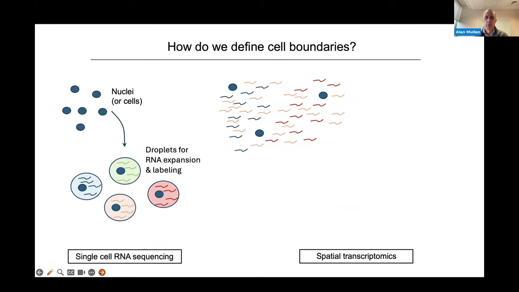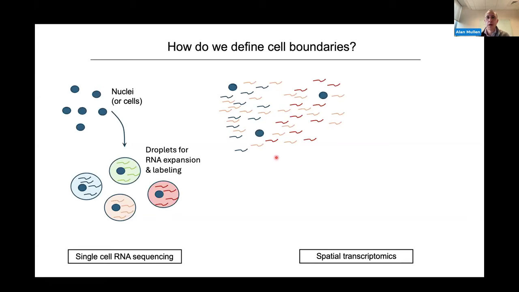But the other problem, certainly a challenge with many of these approaches, is segmentation. If we do single cell RNA sequencing or single nuclear RNA sequencing, we're bringing individual cells largely into droplets and doing the reaction for labeling and expansion of those probes for sequencing. But when we look at tissue, we're seeing really everything spread out over a geographic distribution. And there are a number of approaches that have been developed to try to use that to define cell boundaries.